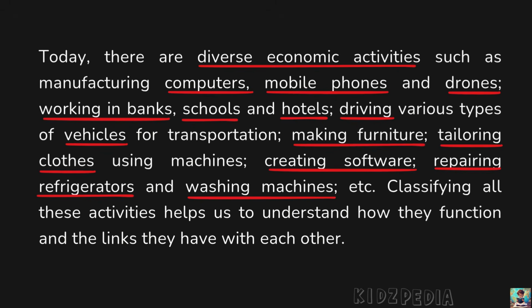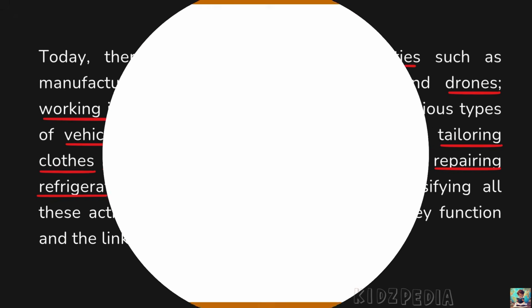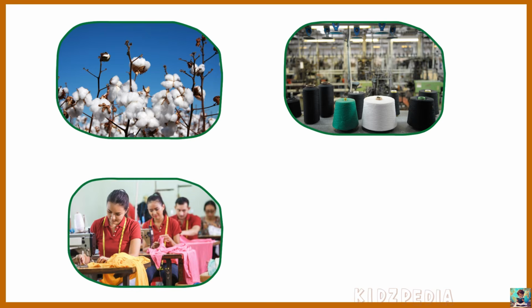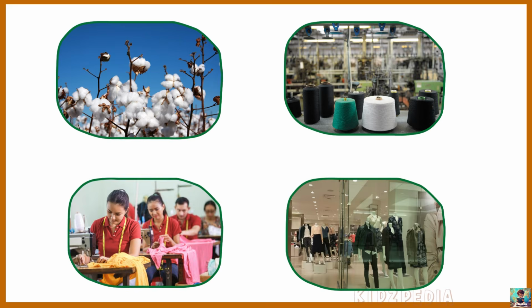By classifying or grouping these activities into different types, we can understand how each kind of work functions and how they are connected to one another. For example, a farmer grows cotton, a factory turns it into cloth, a tailor makes clothes, a shopkeeper sells them. All these jobs are linked with each other.